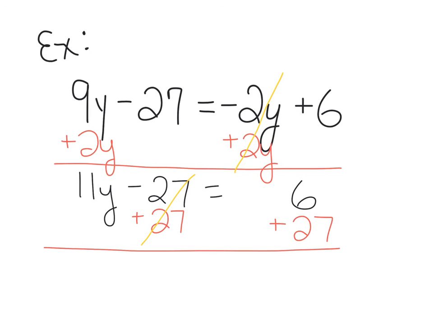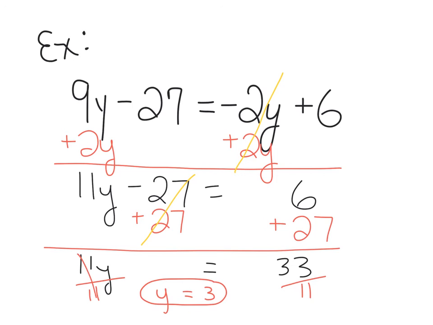So what you have is 11y is equal to 33. 6 plus 27 is 33. At that moment, what do we have? It's a one-step equation. We divide by 11 using our inverse operations. So what we have here now is y is equal to 3. Okay, 33 divided by 11 is 3.